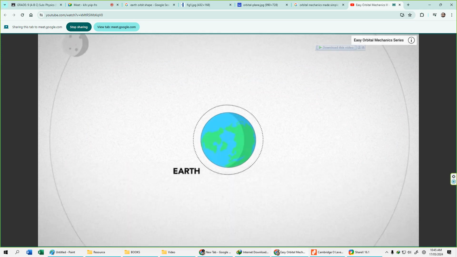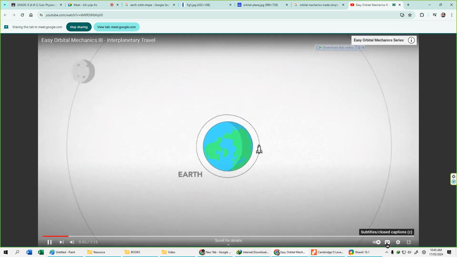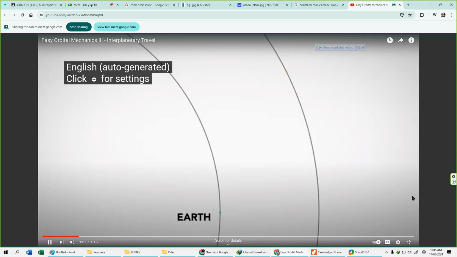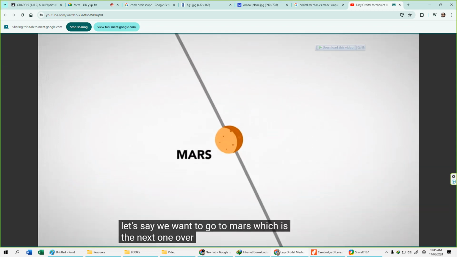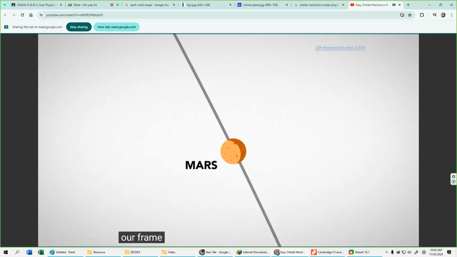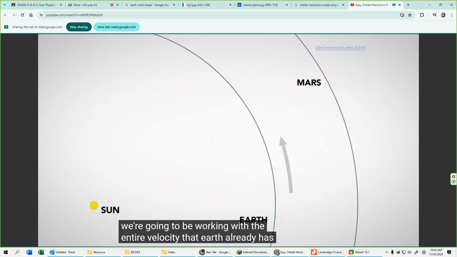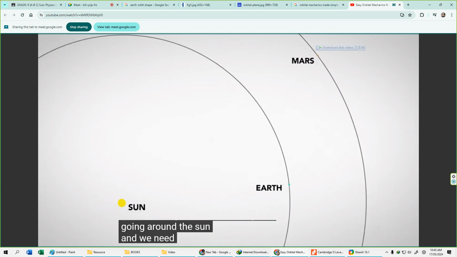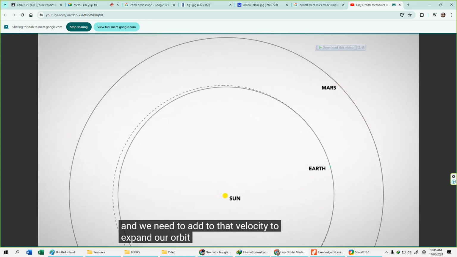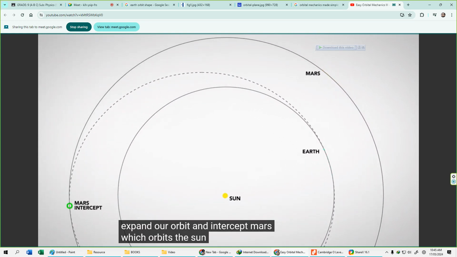Now, getting to another planet in our solar system is a bit more tricky. Let's say we want to go to Mars, which is the next one over. Our frame of reference here changes, and we're going to be working with the entire velocity that Earth already has going around the Sun. And we need to add to that velocity to expand our orbit and intersect Mars, which orbits the Sun roughly once every 2 years.